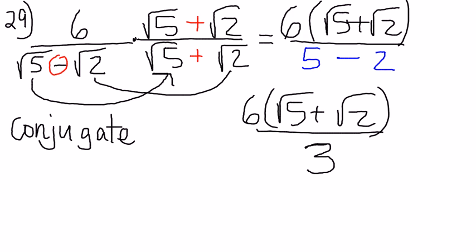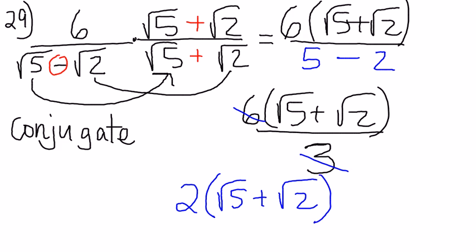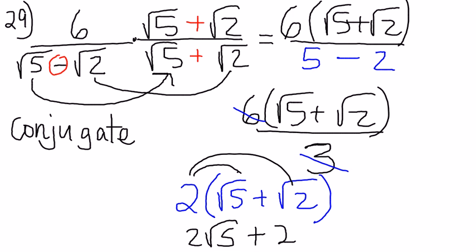3. Now here's what I was saying before, don't multiply the 6 out, because now what happens is I could cancel this 3 into that 6. I'm allowed to because they're both numbers. And that becomes 2 times the square root of 5 plus the square root of 2. And then I could multiply, do my distributive property. So I'm going to be multiplying 2 times root 5, 2 root 5, and then 2 times root 2, which is 2 root 2. And there is my answer.